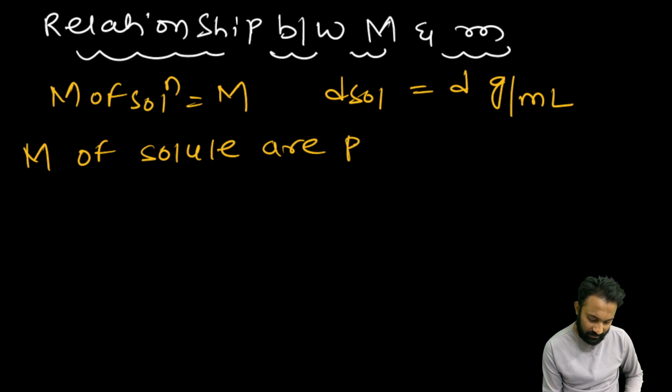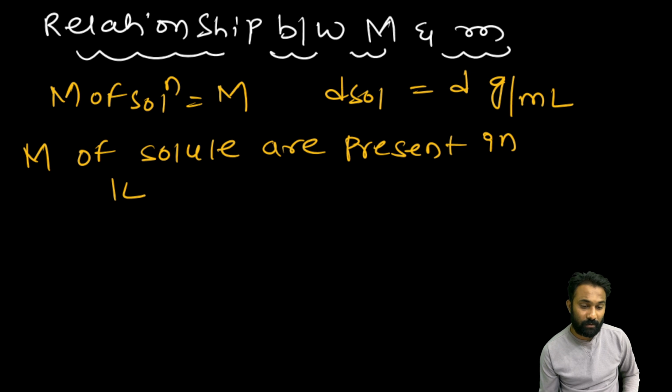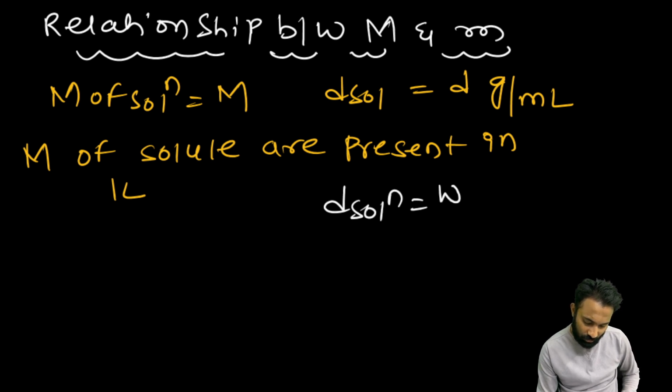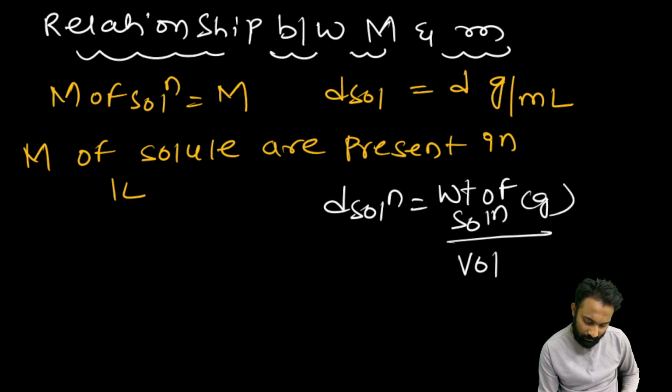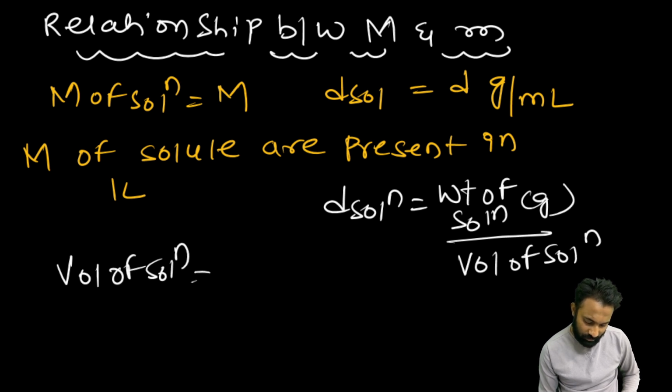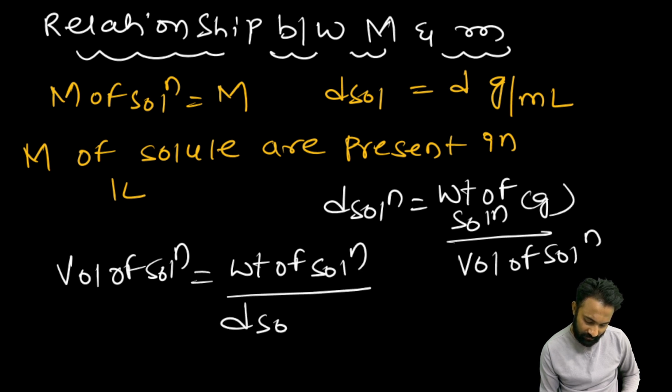M moles are present in 1 liter. Clear? Now if I want the density of the solution, what is the formula? Density of the solution is equal to weight of solution in gram by volume of solution. From here I can get the volume of the solution, right? Volume of the solution will be weight of solution by density of solution.